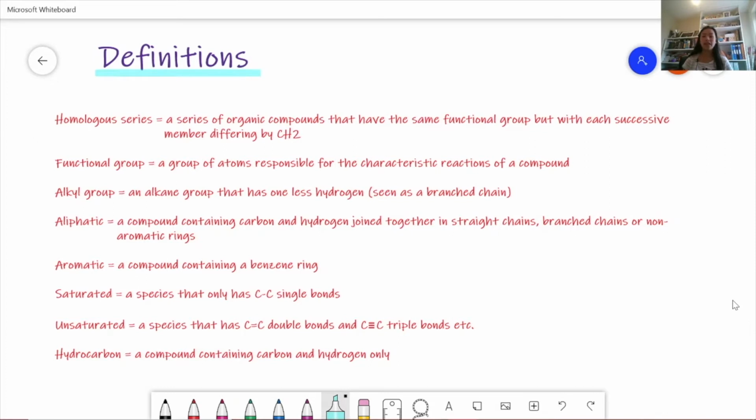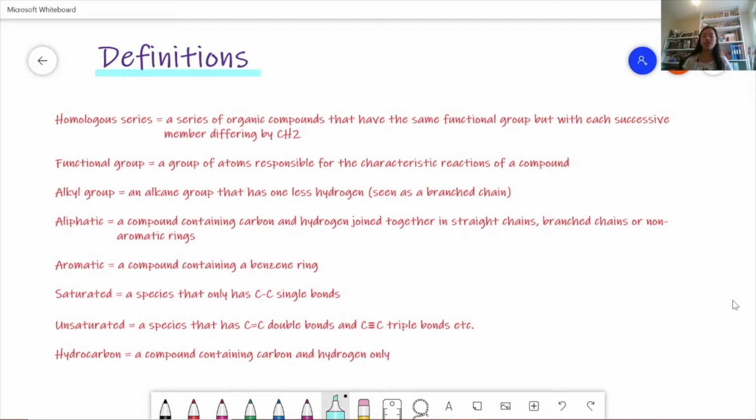The definition of aliphatic is a compound containing carbon and hydrogen joined together in straight chains, branch chains, or non-aromatic rings. The definition for aromatic is a compound which contains a benzene ring, which we'll be learning about a lot later. Saturated species are species that only have carbon-carbon single bonds. Unsaturated means a species that has carbon-carbon double bonds or triple bonds, just anything that isn't only carbon-carbon single bonds. For example, alkenes have carbon-carbon double bonds, so they would be classed as unsaturated.